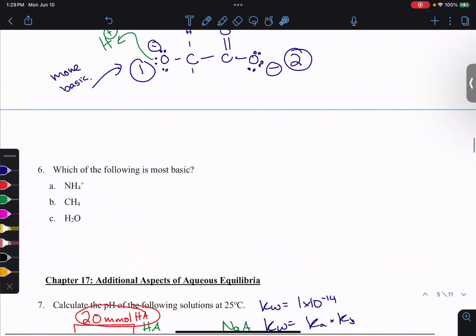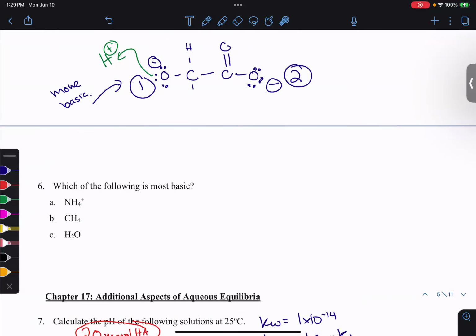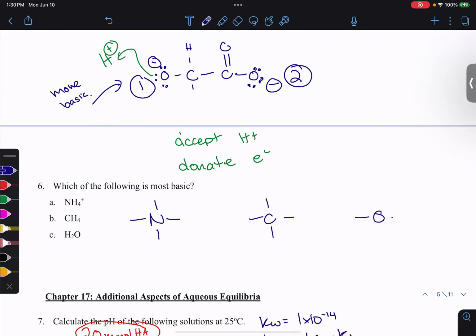Bases are things that accept protons, or you can think about Lewis bases, same definition, that donate electrons. They can do either. Which of the following is the most basic? When we look at these three compounds, only one of these can act as a base. It'll help you if you draw them. This is NH4+. This is CH4. And this is water. I didn't draw any of the hydrogens because I don't feel like it.